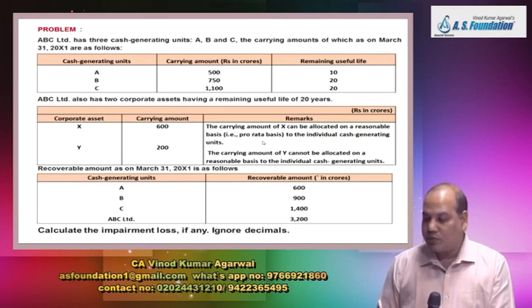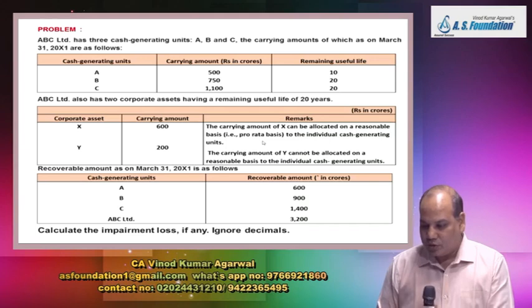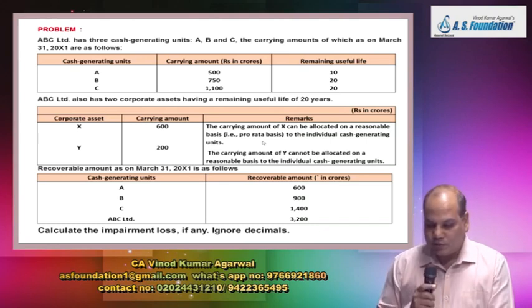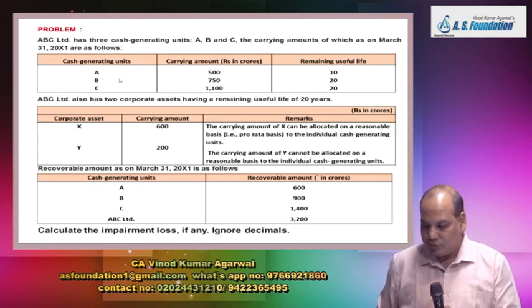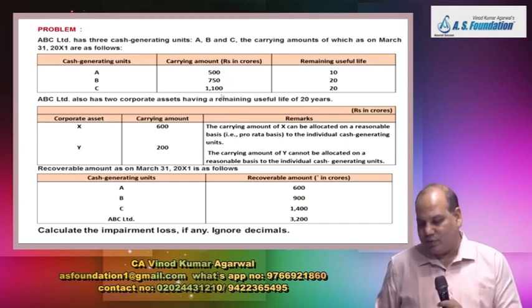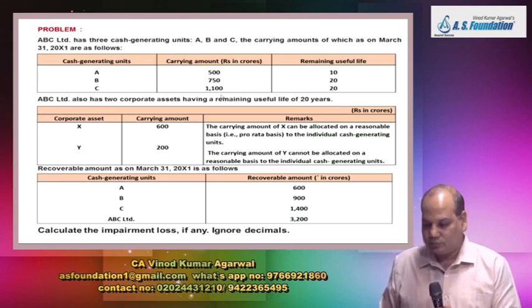Or it will be part of a bigger problem. ABC, the carrying amount of which as on 31st March 20x1 are as follows. Cash generating unit ABC, carrying amount rupees in crore, 500, 750, 1100. Remaining useful life 10, 20, 20.